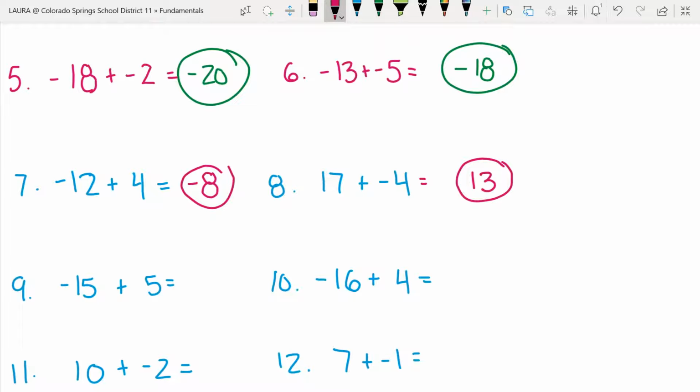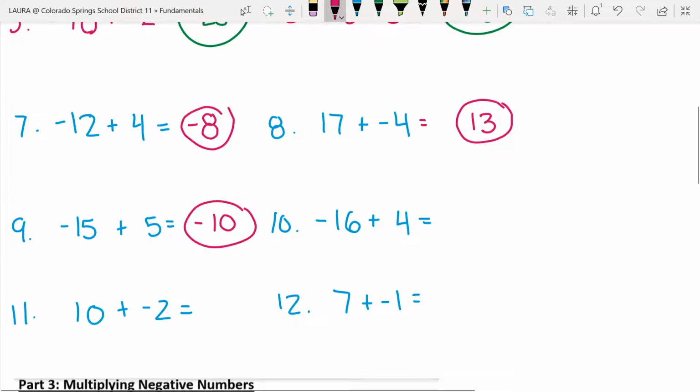Then we have number 9. We have negative 15 plus 5. So I'm adding. I have one negative, one positive. This means we subtract. So I'm going to subtract like normal. 15 minus 5. Well, it's 10. Which number is bigger, 15 or 5? Well, 15 is bigger, and 15 is negative, which means my answer is negative. So we get negative 10. Okay, you now have 3 problems. Please pause the video and try them out. It's just like what I was just doing.